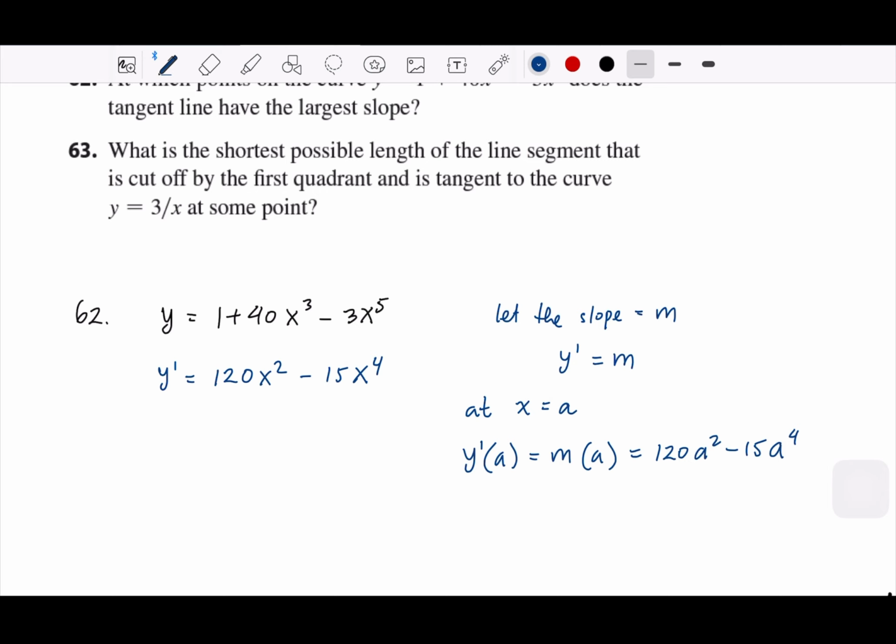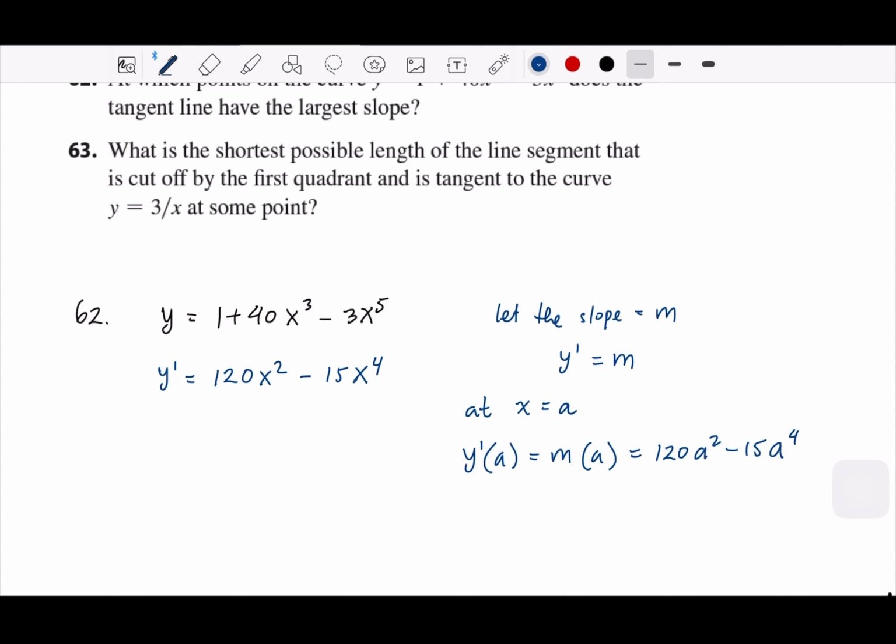First thing, this is our curve. The question is asking about the tangent line, what point of the tangent line might have the largest slope. But first we need to decide what the question is asking. What is the optimization? Is it this one or this one? Which one do we need to optimize? It's asking for the largest slope. So the slope itself is our model.